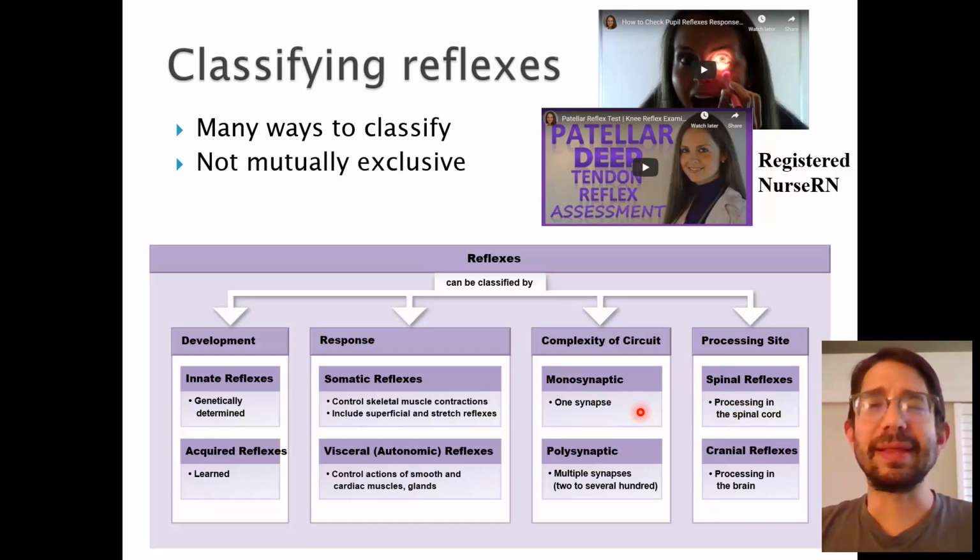So all of these are ways to categorize reflexes, and they're not mutually exclusive, of course. So for each reflex you would basically pick from each column, and you would say it's one of these, or one of these, or one of these, or one of these.